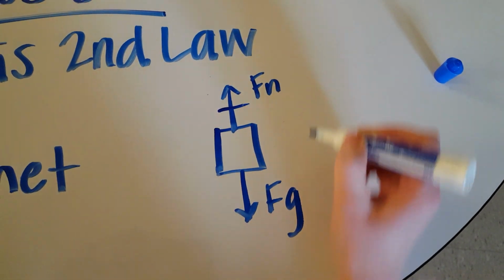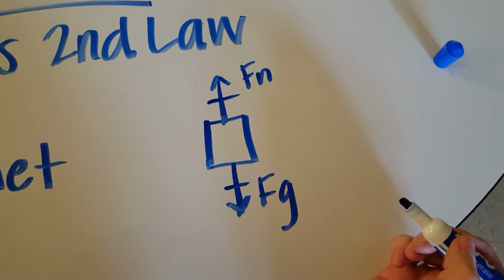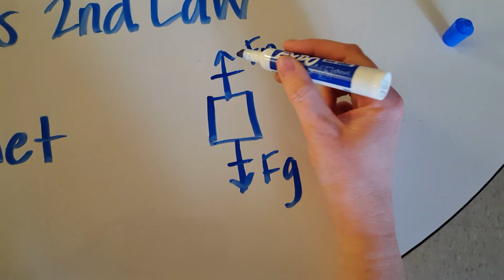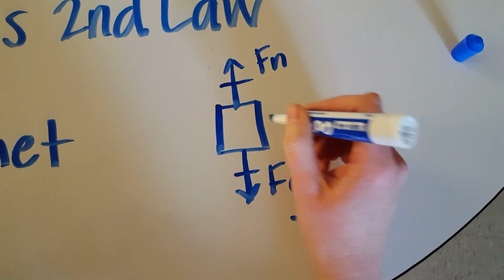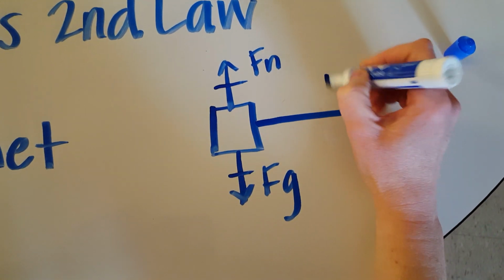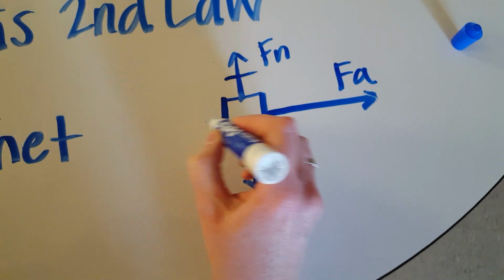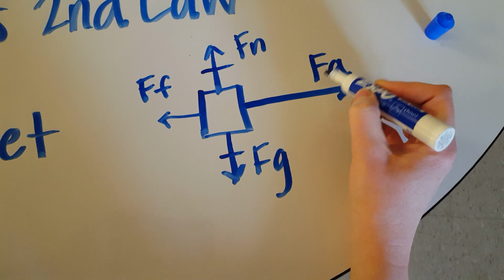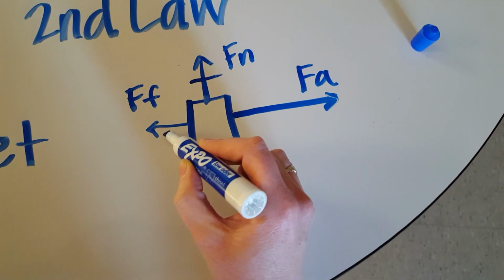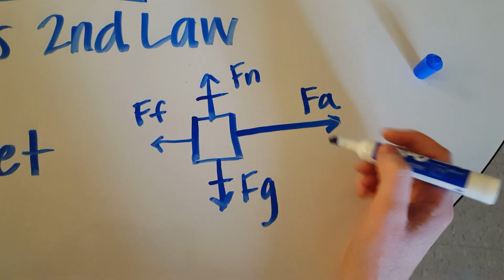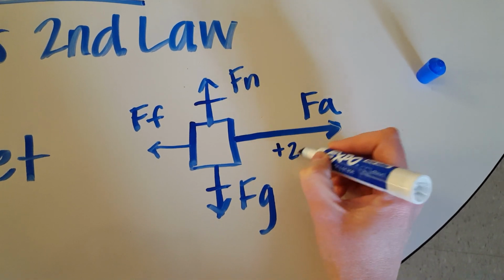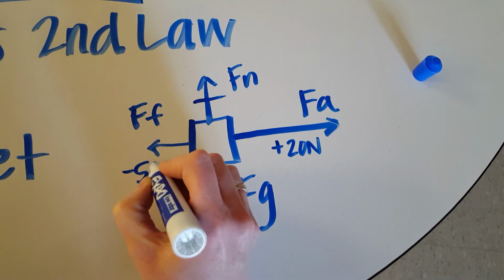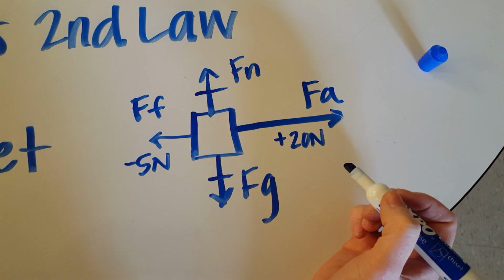Since the object isn't accelerating up or down, the normal force and the gravitational force are going to be equal. They're going to be balanced, or they're going to cancel. Let's say, though, that we also have an applied force and a frictional force, since we're scooting this box along the floor. The applied force is greater than the frictional force. So perhaps we have positive 20 newtons of force applied, and negative 5 newtons of frictional force.